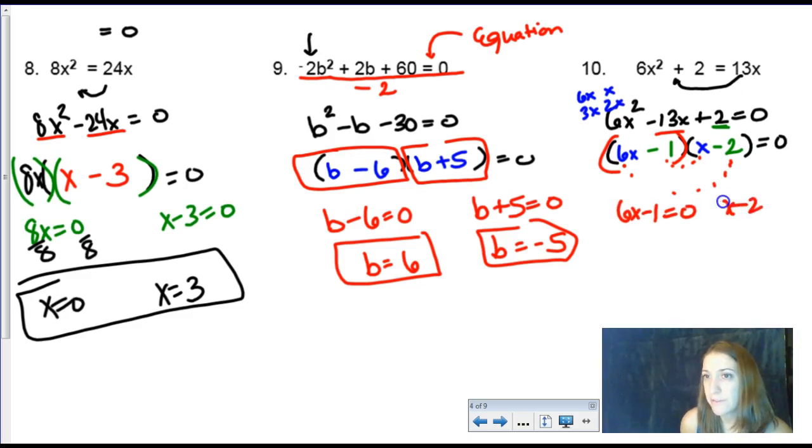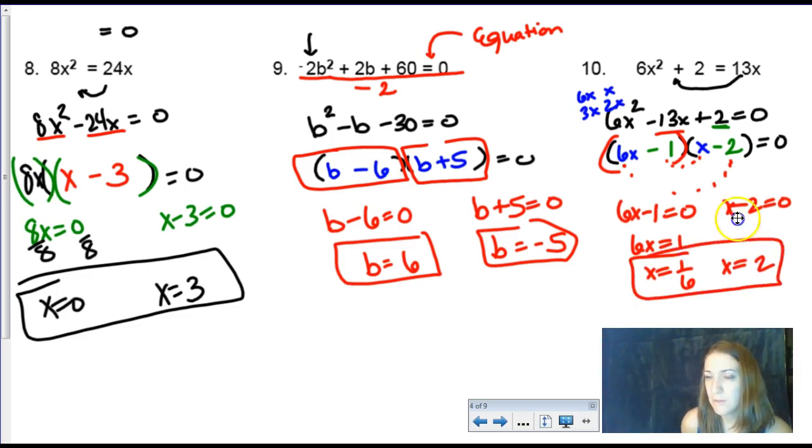You're going to solve. That one's not too bad. So like here, you're going to add the 1 and then divide by 6. Please leave your answer as 1/6 as a fraction. A rounded-off decimal would not be accurate. And x equals 2 is the other solution. There you go.